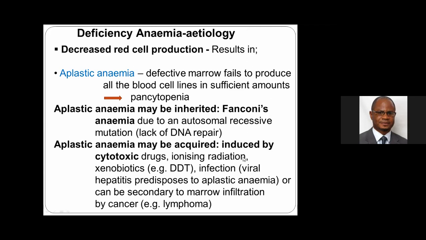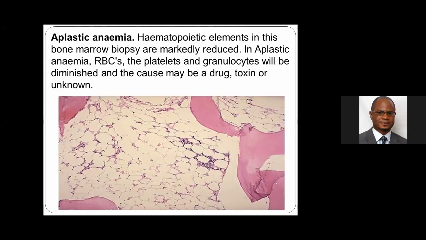There are certain medications that you take that lead to breakdown of red cells. So we see aplastic anemia, the ionizing radiations that can break down red blood cells, xenobiotics, example DDT, infections, viral hepatitis also lead to aplastic anemia, or can be secondary to marrow infiltration by cancer, example lymphoma, can lead to anemia as well. Various causes of anemia that we look at.